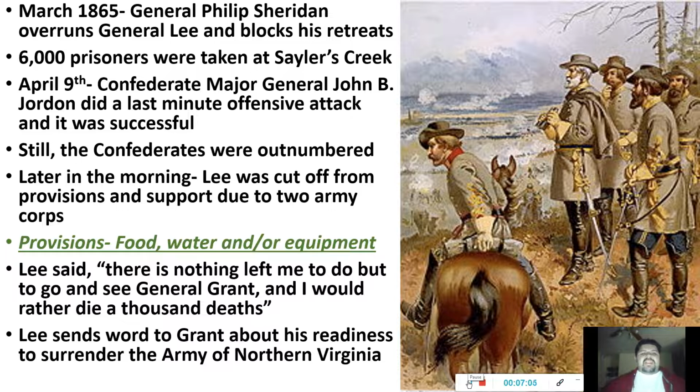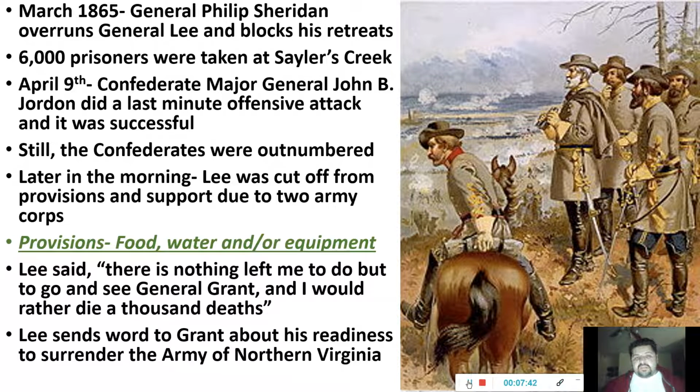So, April 1865, General Philip Sheridan overruns General Lee and blocks his retreat. Now, usually in a battle, an army will fight one another head on. Typically, when one side starts to lose, they retreat, go backwards. But Philip Sheridan basically blocks his retreat. So now Lee not only has the group he was just fighting in front of him, but now he has this other group behind him.